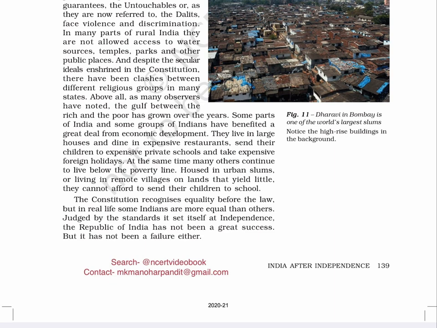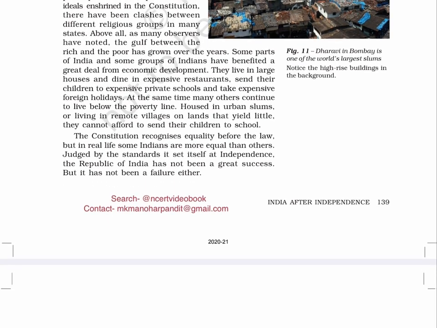They live in large houses and dine in expensive restaurants, send their children to expensive private schools, and take expensive foreign holidays. At the same time, many others continue to live below the poverty line, housed in urban slums or living in remote villages on lands that yield little. They cannot afford to send their children to school. The Constitution recognizes equality before the law, but in real life, some Indians are more equal than others.